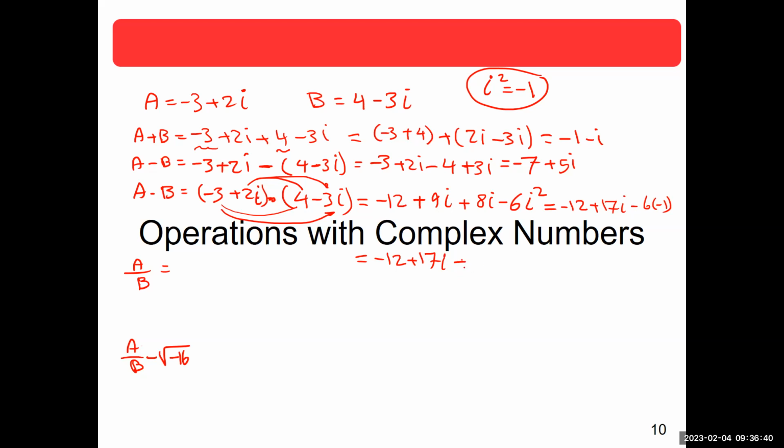Negative times negative gives you positive 6. This is i. Now this is a real number. And so negative 12 and 6, that's negative 6 plus 17i. I always put the real first. That's your final answer of multiplication. It looks a little bit hard, but not that hard.